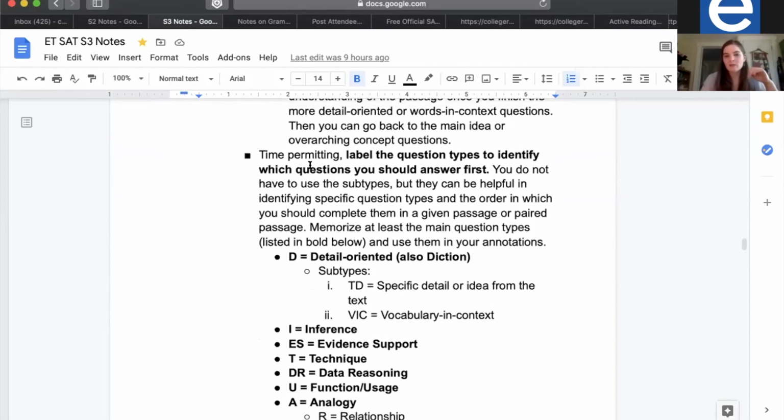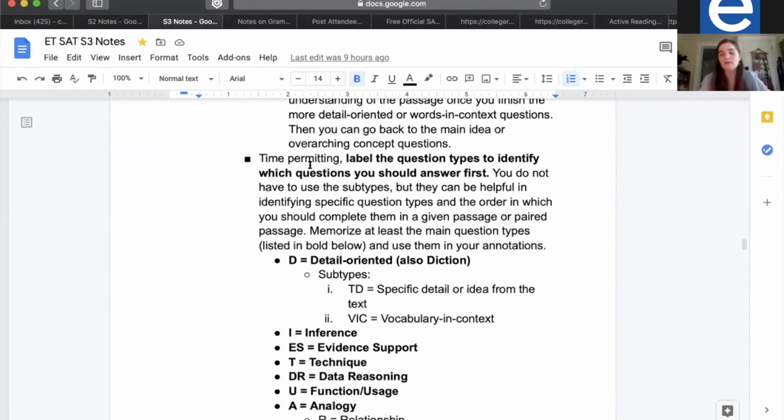Time permitting, you want to address the easier questions first because then you've got more answered, and you have more time to get to the rest of the section, to get to the ones that you're not sure about.